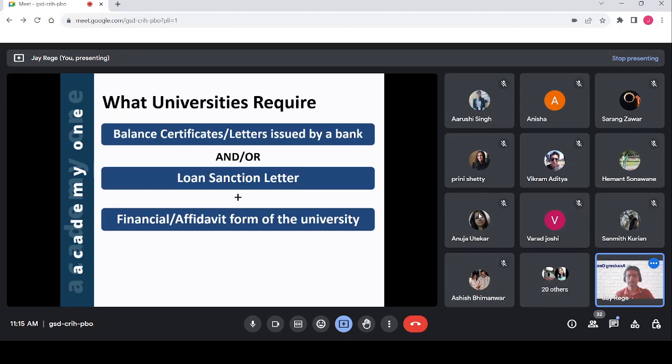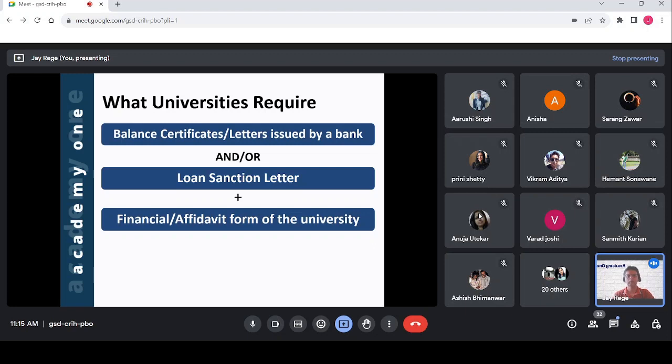Okay. And then generally all universities would have a financial form, which is also known as an affidavit of support form or financial responsibility form. Every university has a different name for it, and you will have to download that form from the university's website. You will then have to fill it, and generally the sponsors, like whoever's account you are showing funds in, apart from the student's account, will have to sign as a sponsor on that form.